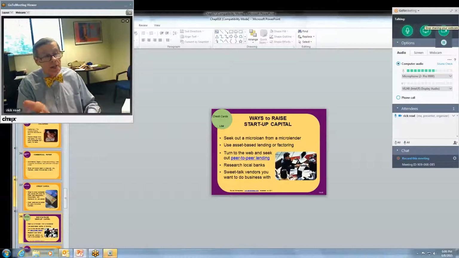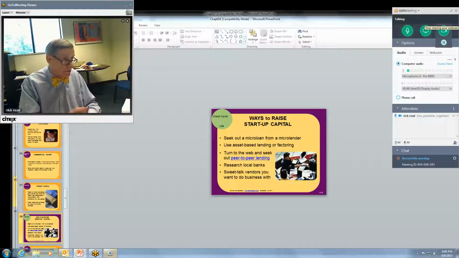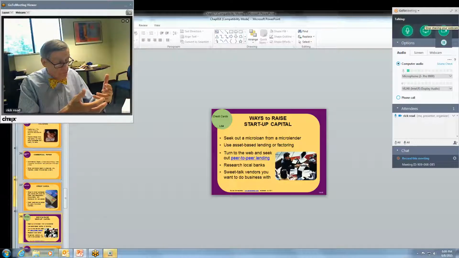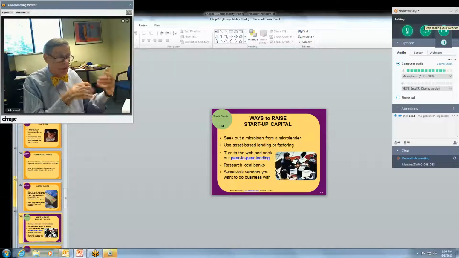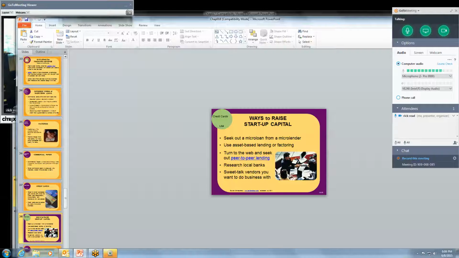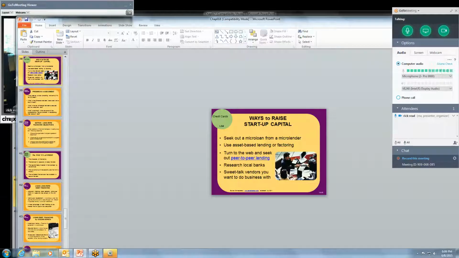Anyway, there are things like microloans, there's peer-to-peer lending. Talk to your local banks. You may want to talk to some of your vendors. They may be interested in helping you move past the financial crunch that you're in. Now, I'm using financial crunch here not as a bad term, but as when you want to expand. You want to bring in more inventories, things of that nature. So I'm not using it as negative. I'm using it more as a positive.